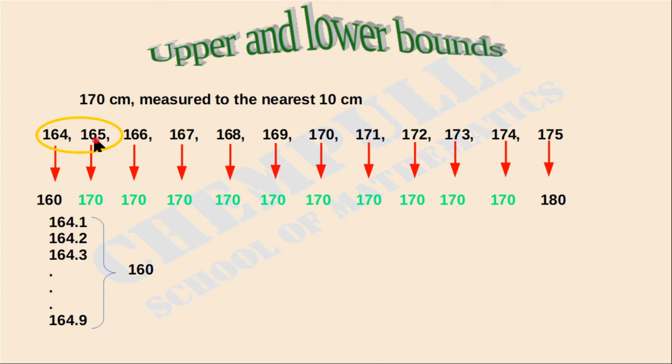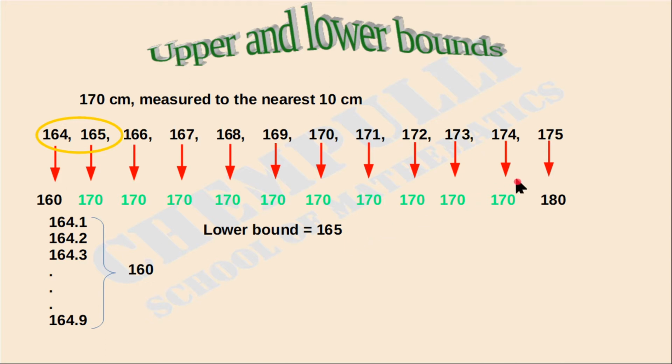Then we can say that the smallest value that would round to 170 is 165. Which value? That one, 165, is the smallest value that would round to 170. That means 165 is the lower bound of this 170. We got the lower bound value. What is the lower bound value? 165. Because all other values in between 164 and 165, if you round them, we will get the answer 160. It is not 170. That means this 165 is the smallest value that would round to 170. So the lower bound we got is 165.